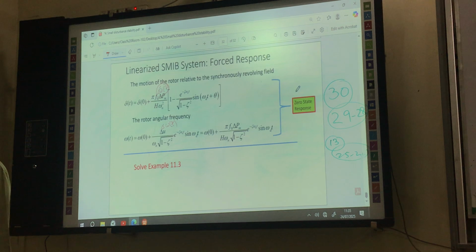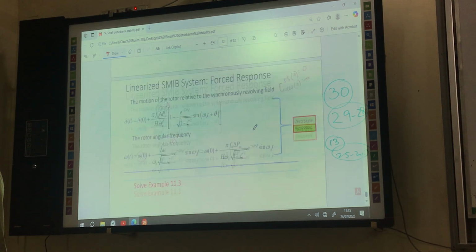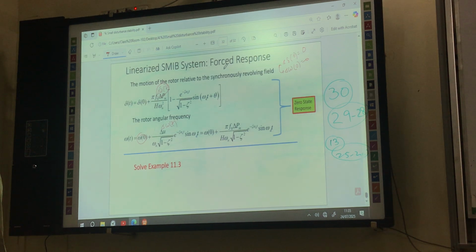That means here our del omega 0 is 0, not this is 0. This is omega of 0. And we are assuming that our step variables were del delta and del omega. The initial condition of these two step variables we are assuming as 0. That's why this is called the zero step response. And previously it was the zero input response. So zero input response is for the unforced case, and the zero step response is for the forced response. Have you understood this?